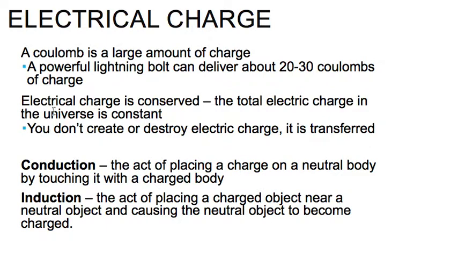When we're talking about electrical charge, a coulomb is a large amount of electrical charge. For instance, a powerful lightning bolt can deliver about 20 to 30 coulombs of charge. So 1 coulomb is an awful lot of charge. Electrical charge is conserved, so the total electric charge in the universe is constant. You're not creating or destroying electric charge; it's transferred from one object to another, similar to our laws of conservation that we've talked about previously in the course.